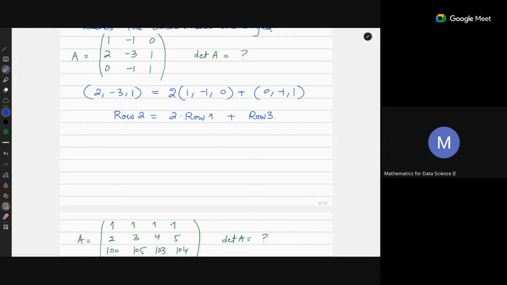So in these cases, when you can express one of the rows in terms of the other two rows, or one row as a multiple of another row, the determinant is always equal to 0. You can directly use this as a computational hack: since row 2 is a sum of multiples of two other rows, the determinant is going to be 0. And you can also compute it by expanding along any row, and check that that is what is happening.